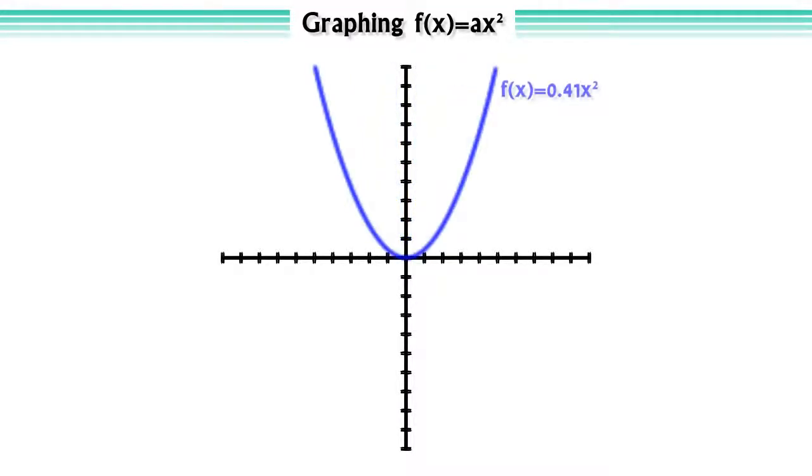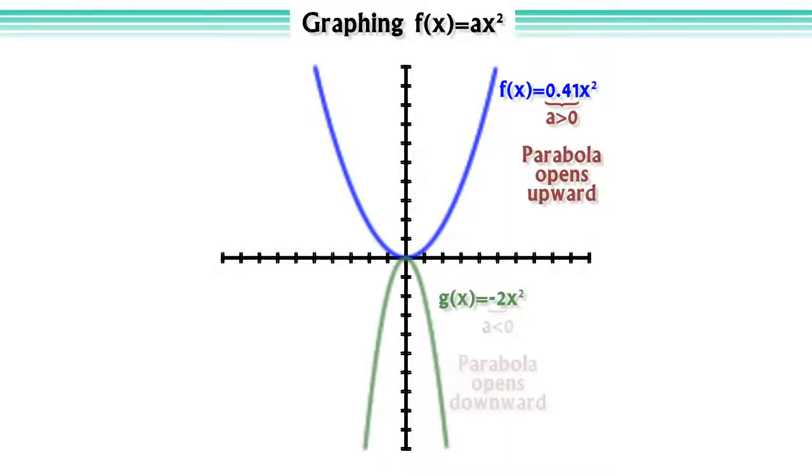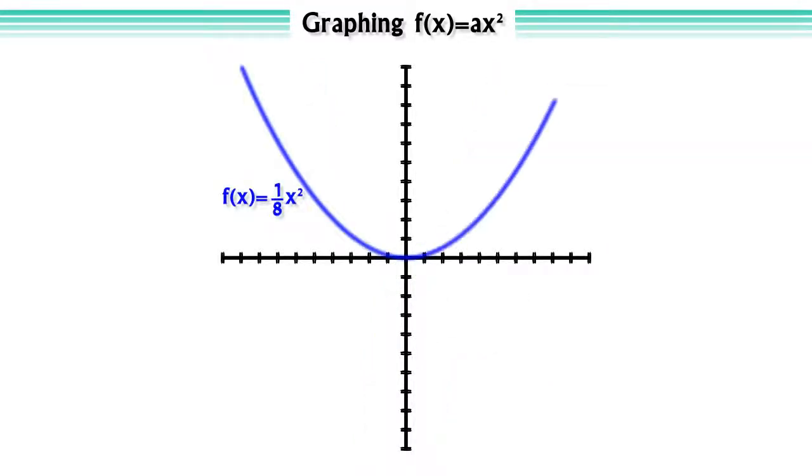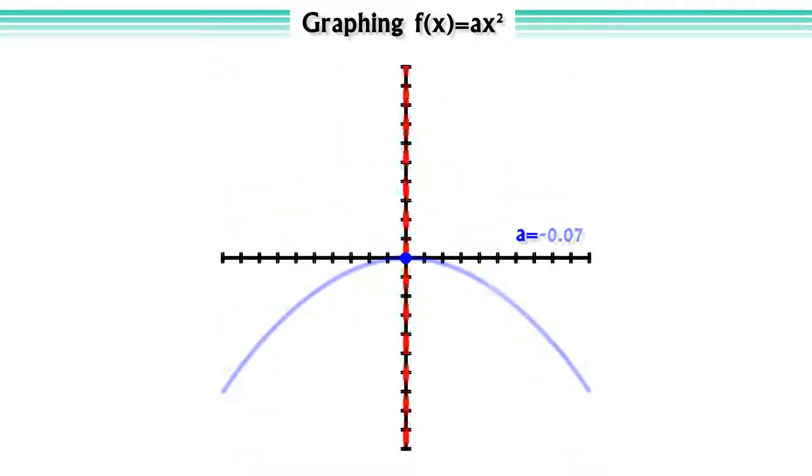If this coefficient is positive, the parabola will open upward. If this coefficient is negative, the parabola will open downward. Changing the sign of a reflects the function over the x-axis. Note that changing this coefficient does not affect the position of the vertex or the axis of symmetry of the parabola.